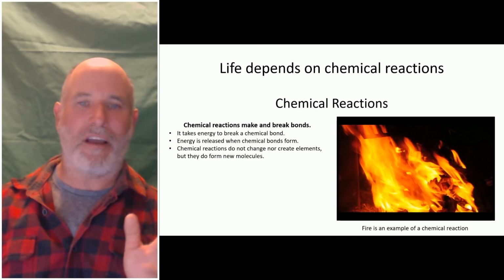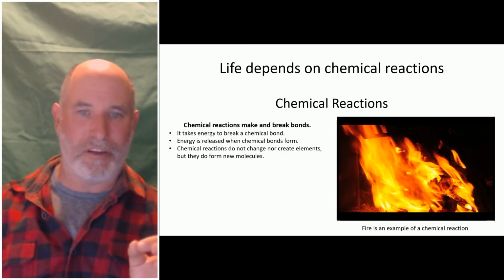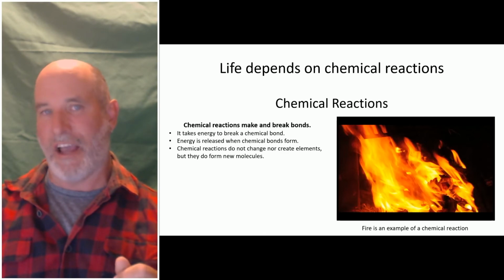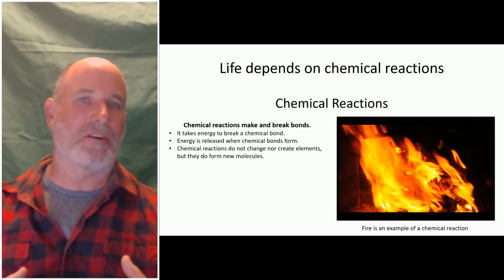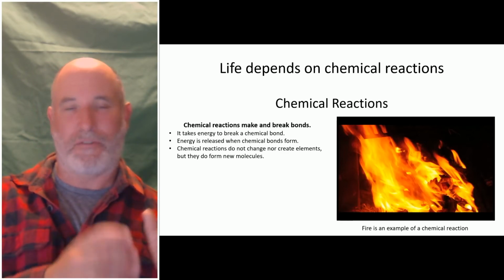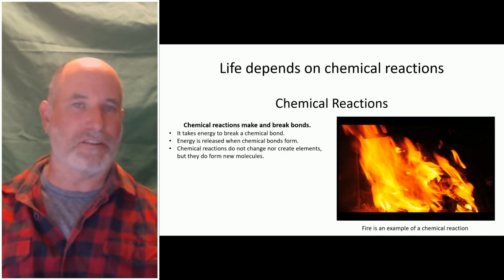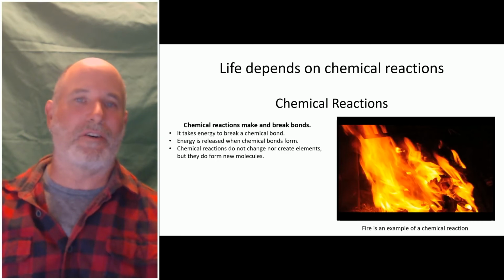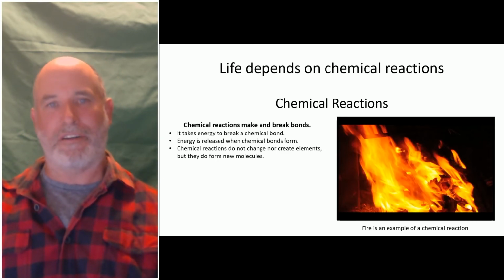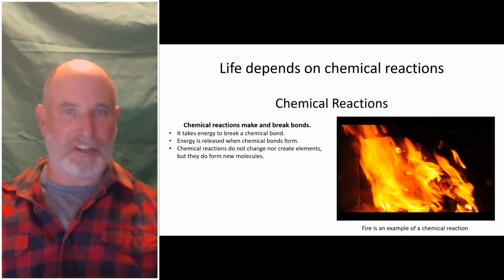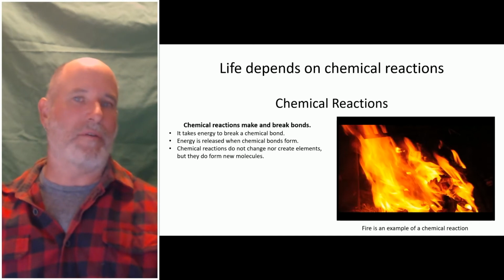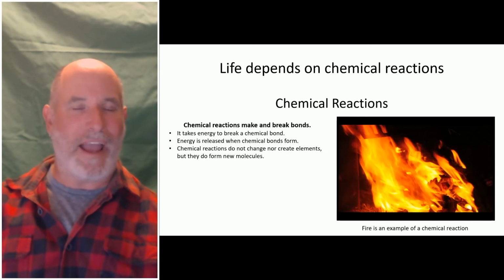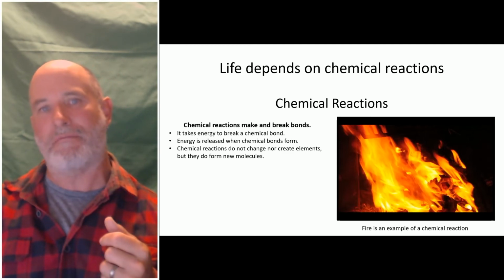And one other thing, I think you guys have all had chemistry, you know this, chemical reactions do not create nor change the elements. It rearranges your elements into different molecules. So you start with molecules of your reactants, and then you have different molecules in your products. But you're not changing elements. That's why chemical reactions are always balanced, right? If I've got 6 carbons in my reactants, I better have 6 carbons in my products.